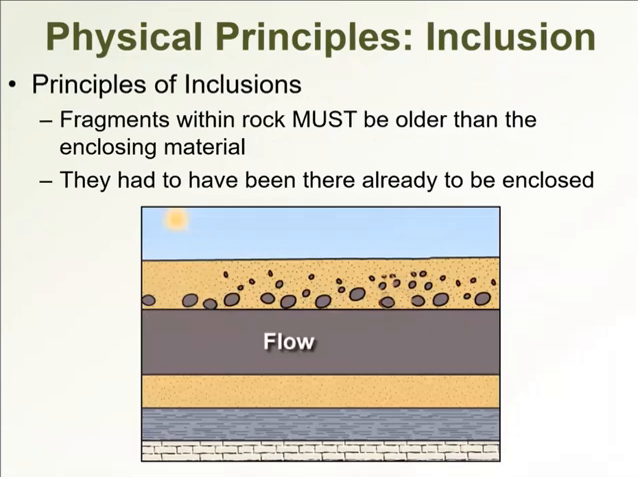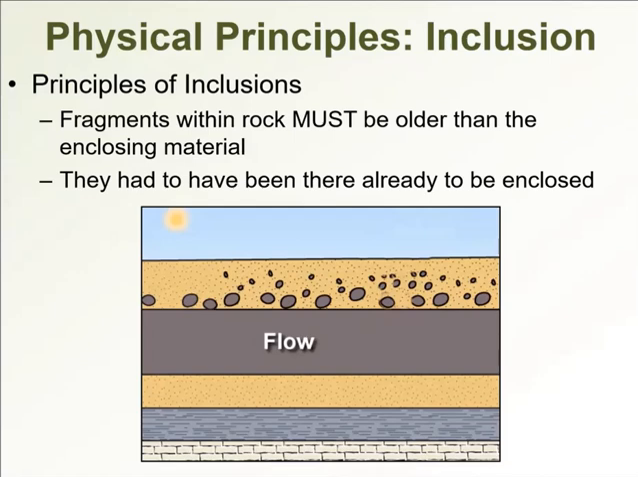Inclusion. So this is the idea that if you have fragments of something, then the fragments are older than whatever they're in. So if you have fragments of a rock inside another bed, those fragments have to be older than the bed they're in. They're not just going to appear inside. If you have a sill here of igneous material, you're not going to have random bits of that sill appear inside a sandstone, if the sill came in later.